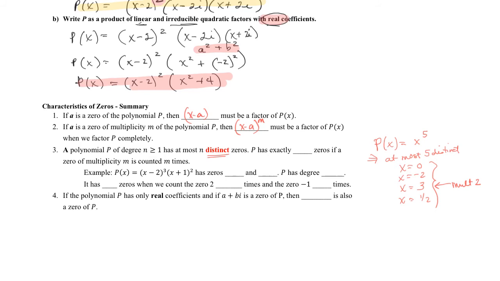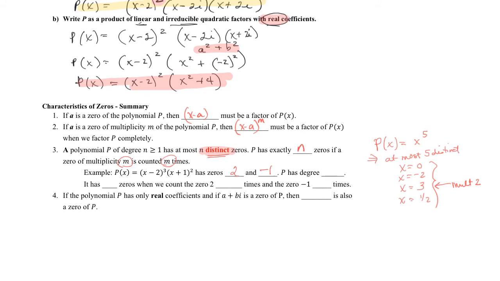So back to the definition: a polynomial of degree n greater than 1 has at least n distinct zeros, not like the others. P has exactly n zeros if a zero of multiplicity m is counted m times. So again, here's another example. P of x equals (x minus 2) cubed times (x plus 1) squared. Now this has 2 different zeros. The zeros are at 2 and at negative 1.